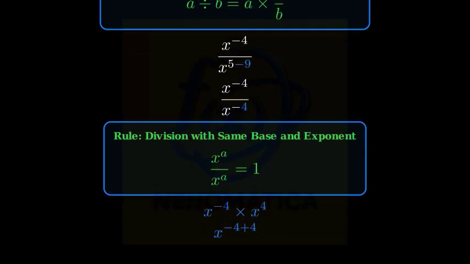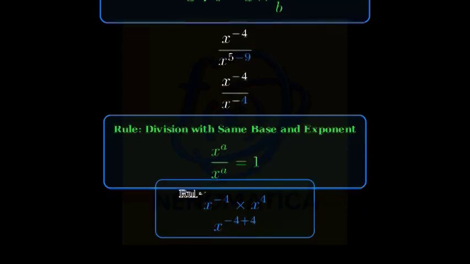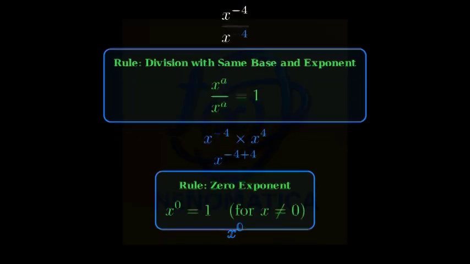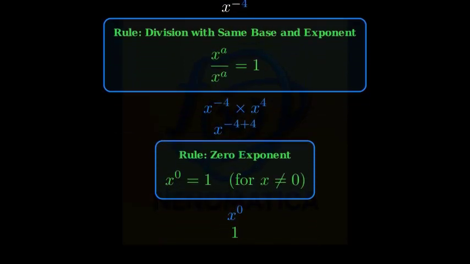Multiplying these terms means adding the exponents. Negative 4 plus 4 equals 0. So we have x raised to the power of 0. And any number except 0 raised to the power of 0 equals 1. Thus, our final answer is 1.